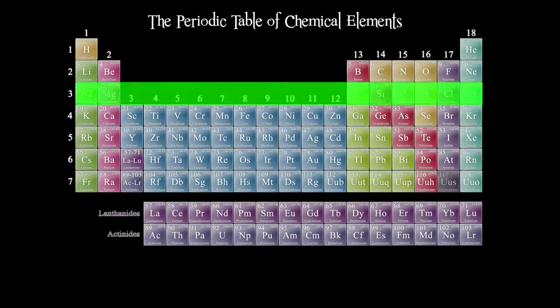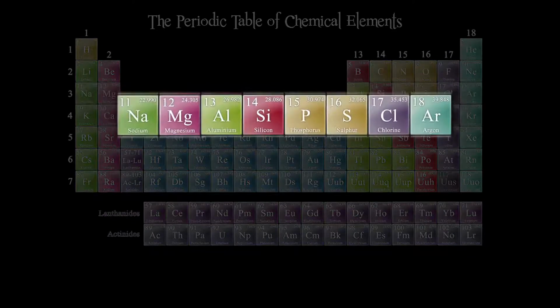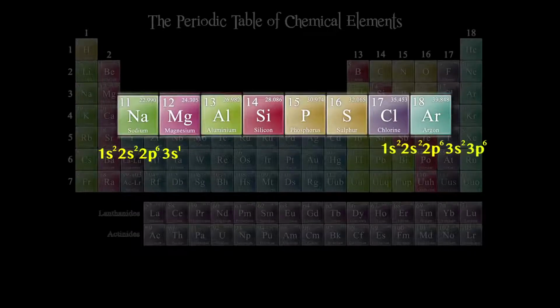Similarly, we take the third period. The first element is sodium. The last one is argon. The electronic configuration for sodium is 1s2, 2s2, 2p6, 3s1. For argon it is 1s2, 2s2, 2p6, 3s2, 3p6. Here we find three shells are filled. The electrons exist in three shells.